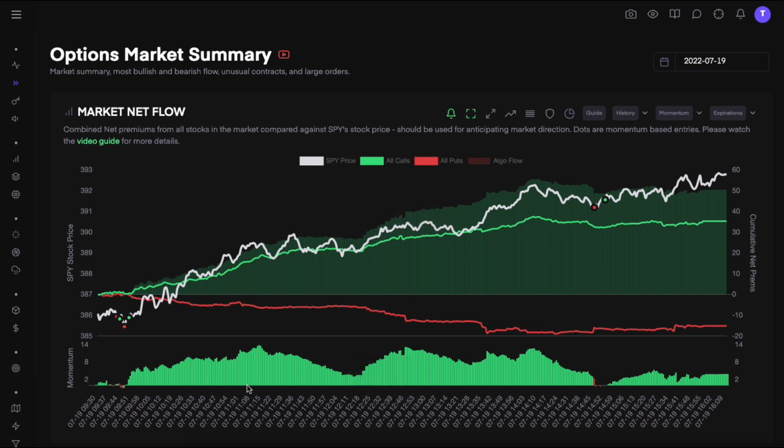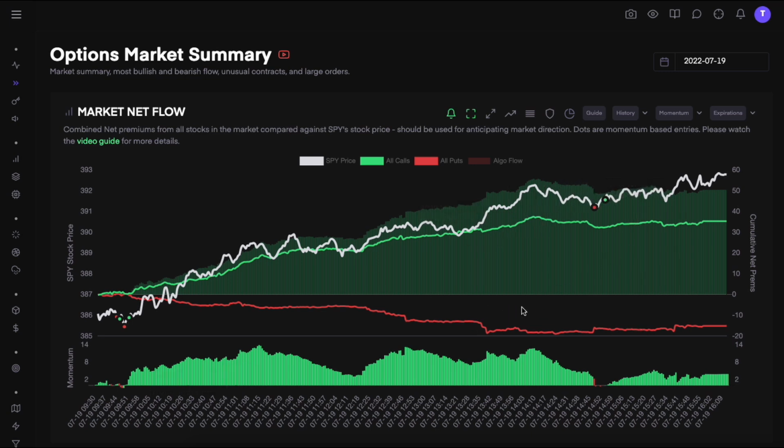On the bottom, we have momentum, which is basically how the green and red lines are converging towards each other, or the trend in the red and green lines. If momentum is green, that means calls are picking up at a faster pace than puts, and with green momentum we want to find bullish plays. With red or negative momentum, we want to find bearish plays. Hopefully that gives you a quick introduction to what market net flow is.